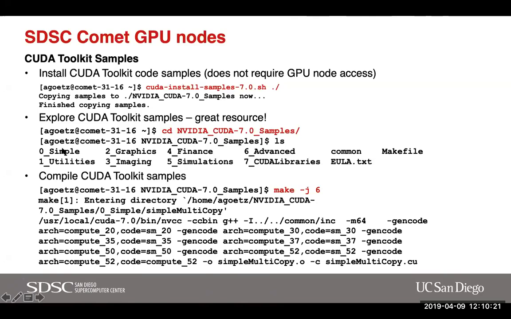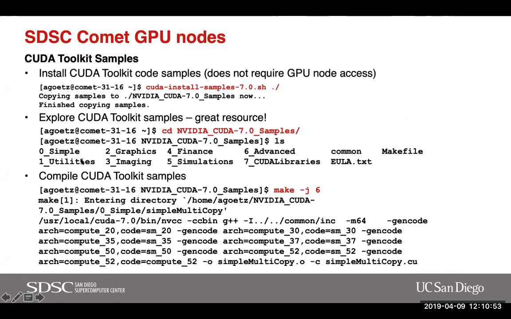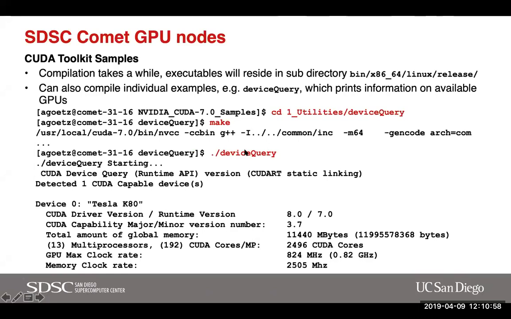different subdirectories about simple examples. There are some utilities, there are examples for graphics, imaging, and so on, and advanced examples. And there's a makefile, so you can compile all of these just by typing make, and then execute those. The compilation takes a while, and the executables will be in a subdirectory, bin/x86_64/linux/release. For instance, there's a tool called deviceQuery. If I go back to the previous slide, it's in the directory called 1_Utilities, I believe. So you could also go directly there and compile that.